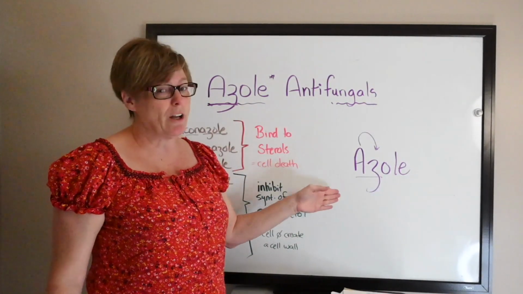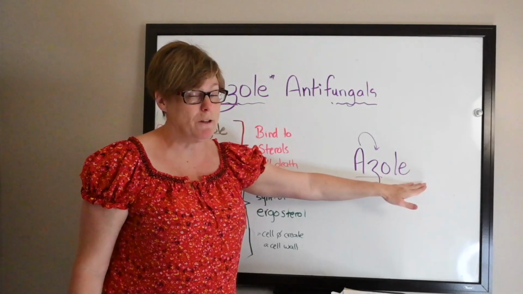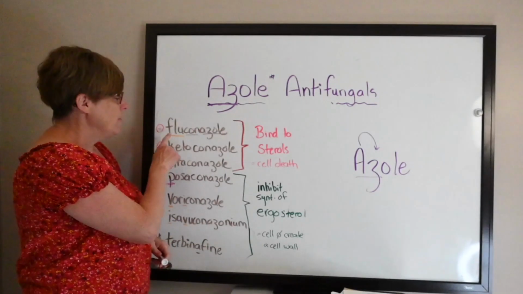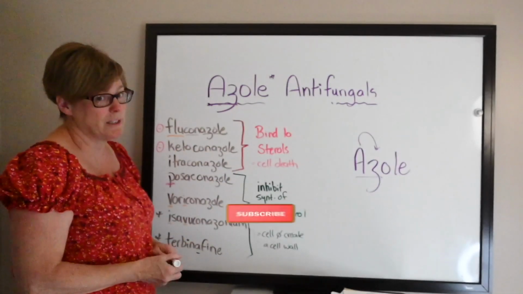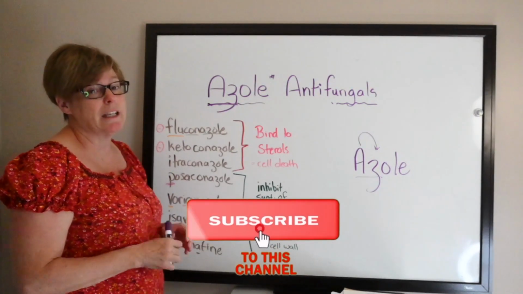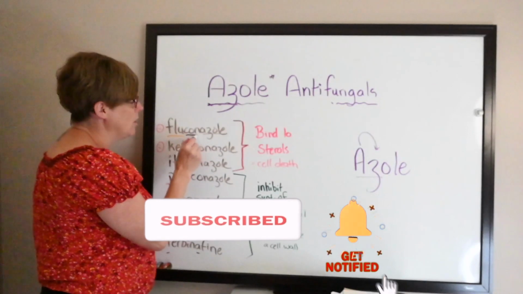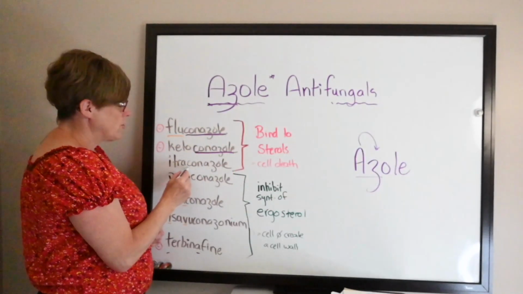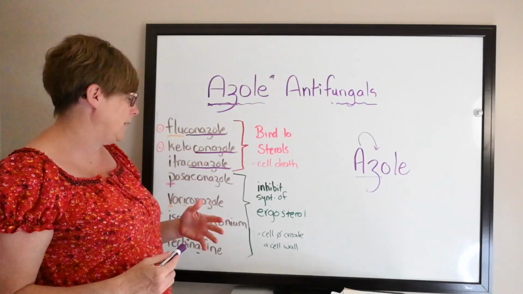The second clue right off the hop is that azole is actually found inside the drug name. We have fluconazole, ketoconazole. In fact, you'll notice conazole is the extended form of what you're going to see in most of these drug names. Conazole, ketoconazole, itraconazole. So there is a way to recognize them really quickly.